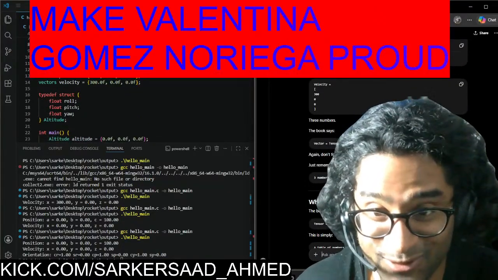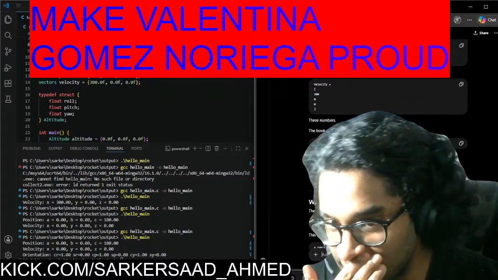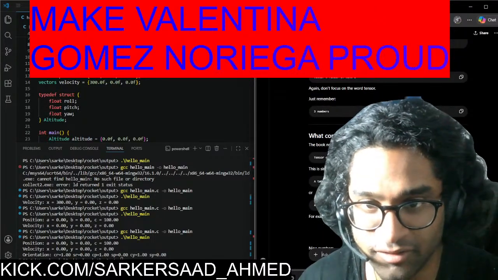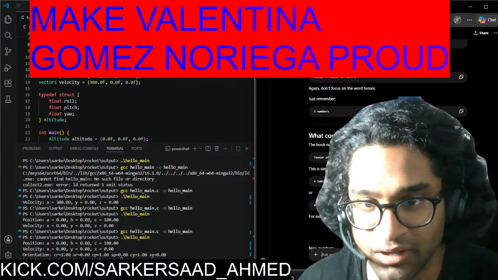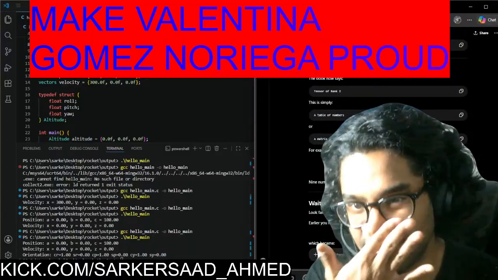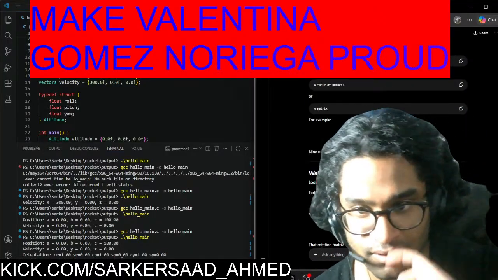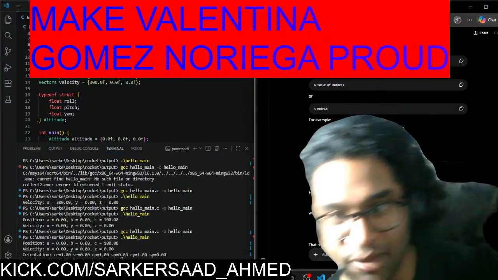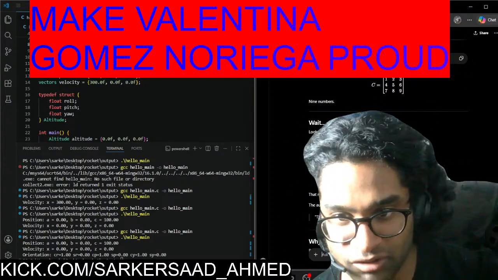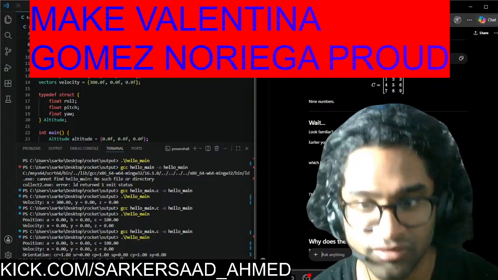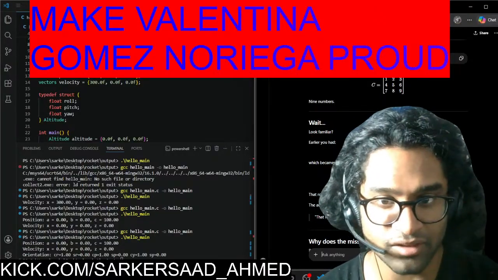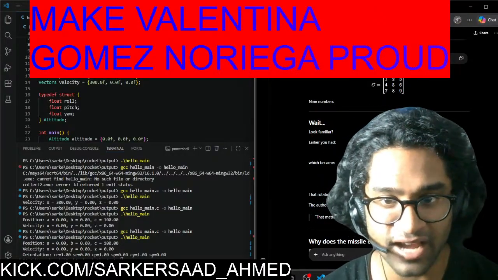Again, don't focus on the word tensor. Just remember 3 numbers. So what comes after a vector? The book now says tensor of rank 2. So it's simply a table of numbers. For example, if I have C as 1, 2, 3, 4, 5, 6, 7, 8, 9, which is technically gamma of 1,1, gamma of 1,2, gamma of 1,3, the authors are basically saying that the matrix we're using is a tensor. So that rotation matrix is already a rank 2 tensor.